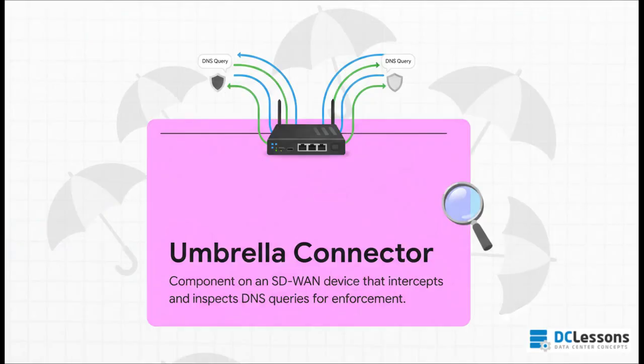So how does this actually work on your network? Well, it's all thanks to something called the Umbrella connector. This is a piece of software that lives right on your SD-WAN router. Its entire job is to intercept every single DNS query, get a verdict from the Umbrella cloud, and then act as the local enforcement point. It's the boots on the ground, so to speak.